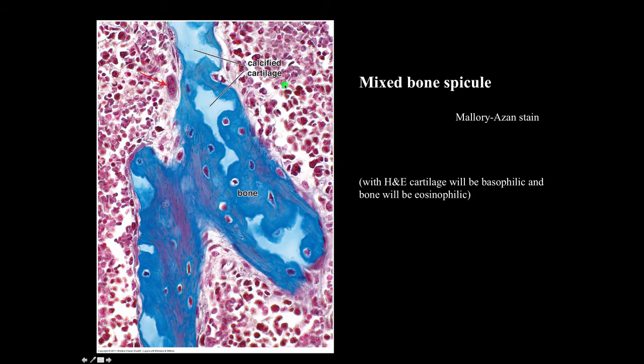Here is just a histological image of a mixed bony spicule stained with Mallory-Azan stain. The cartilage here is shown in the lighter blue. Note there are no chondrocytes visible in the lacunae here because the chondrocytes have died as this cartilage is calcifying. The bone matrix is shown in a darker blue. You can see the osteocytes trapped in lacunae. If this was an H&E staining, the cartilage would be more basophilic and the bone itself would be more eosinophilic.